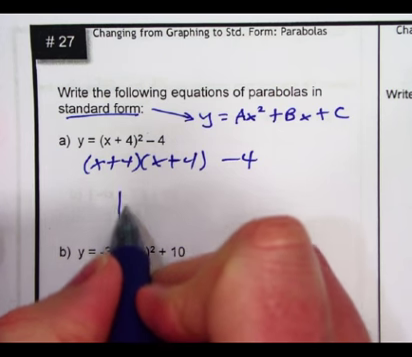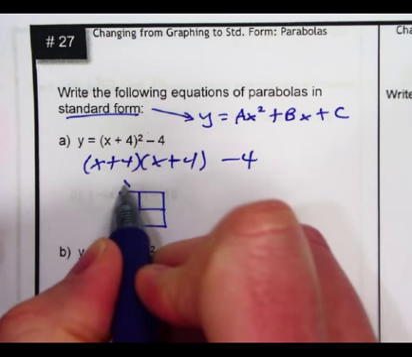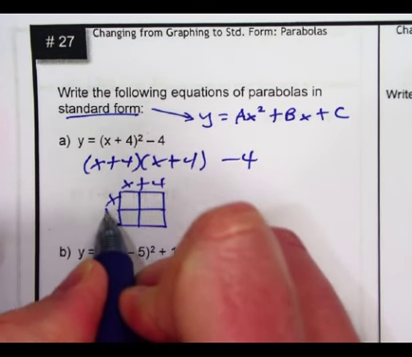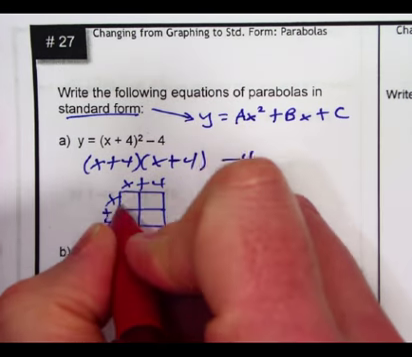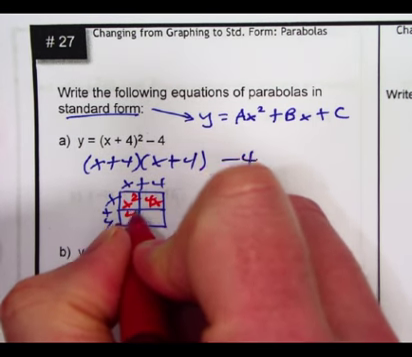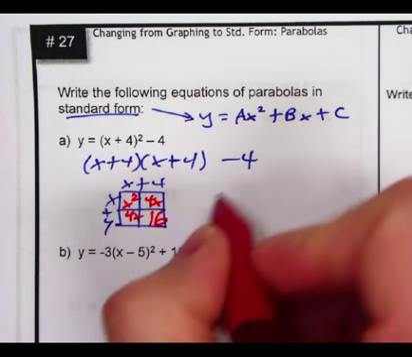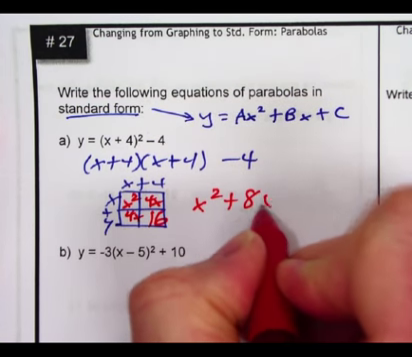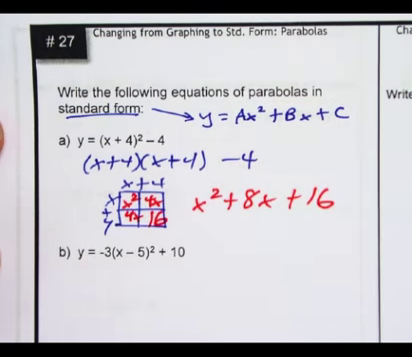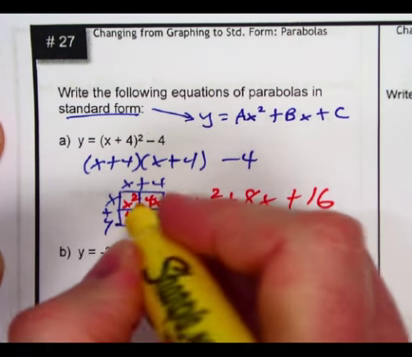If I need to, I can use a generic rectangle, and I can put x plus 4 here and x plus 4 here, and then I can just fly through that and say, oh, that's x squared, that's 4x, this is 4x, that's 16, so that's going to give me x squared plus 8x plus 16 once I combine the two that are like terms, which are this one and this one.